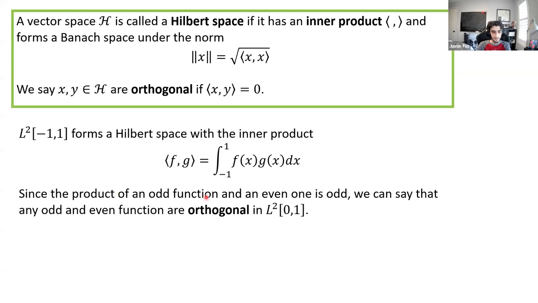Using this definition, we know that since an odd function times an even function is always odd, and integrating on a symmetric region gives you 0, every odd function and even function are orthogonal to each other. In L2, negative 1 to 1 instead of 0 to 1. So the inner product gives us a sense of perpendicular vectors.